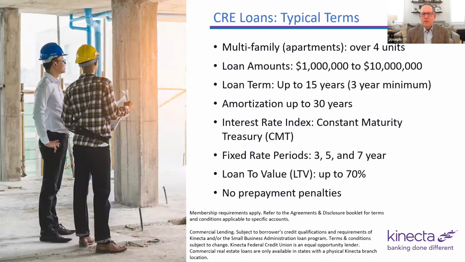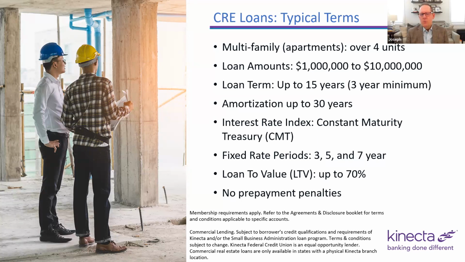So as I indicated, multifamily, we lend only on 5 units and over. Anything 4 units or below is still considered under the residential home loan umbrella. We tend to look for loans anywhere from the $1 to $10 million range. We have found that the $3 to $5 million is our sweet spot.